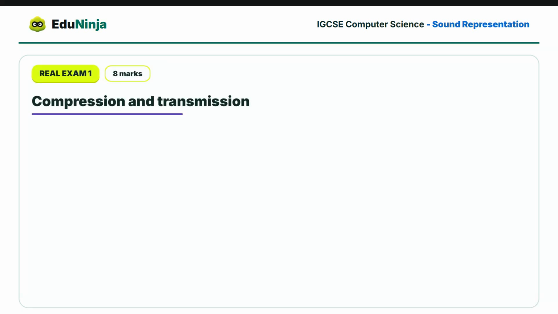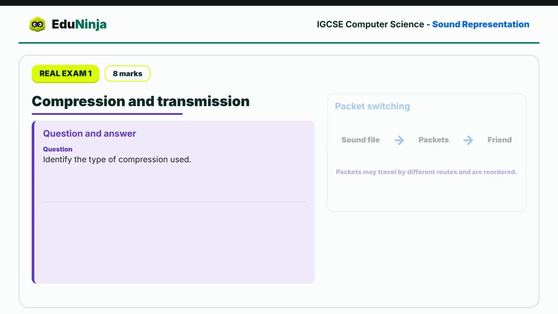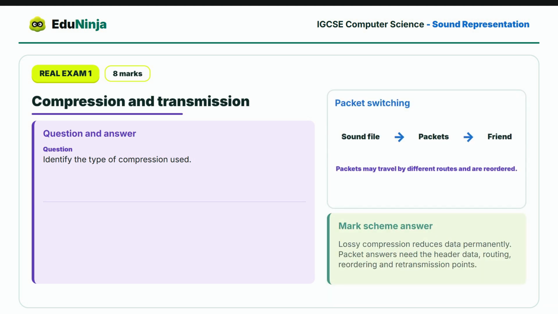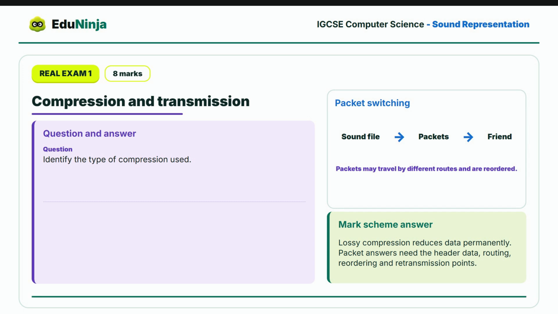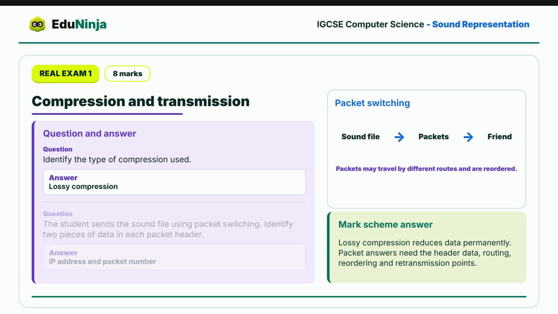Now identify the compression type and the packet header data. Reducing the sample rate and sample resolution is lossy compression. For a packet header, valid examples include an IP address and a packet number. Remember that packets can take different routes, arrive out of order, and be reordered at the destination.